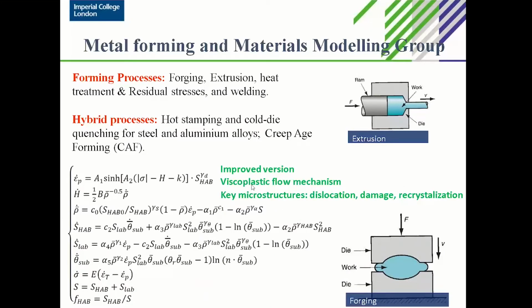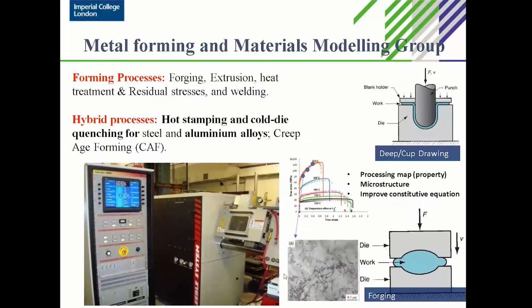Our group is continuously performing research to improve the constitutive equations, and it is one of my major works as well. We are trying to get an improved version which could capture the main viscoplastic flow mechanism of the material and incorporate the key microstructure evolutions, for example the dislocations, damage evolution, recrystallization evolution, etc. So today, my topic is mainly focused on hot stamping and cold die punching for aluminium alloys.